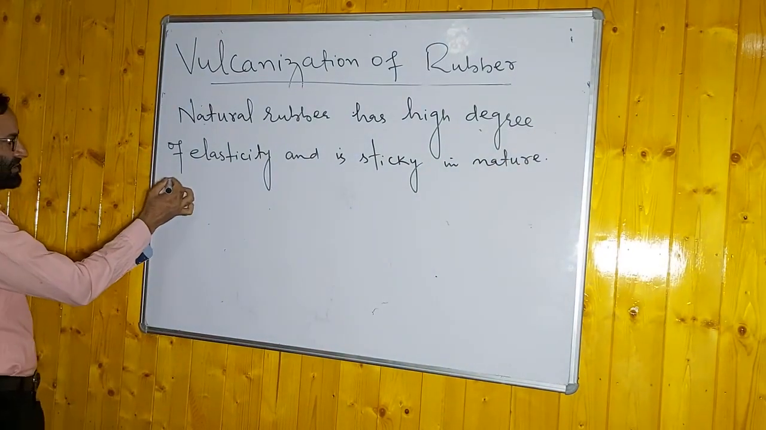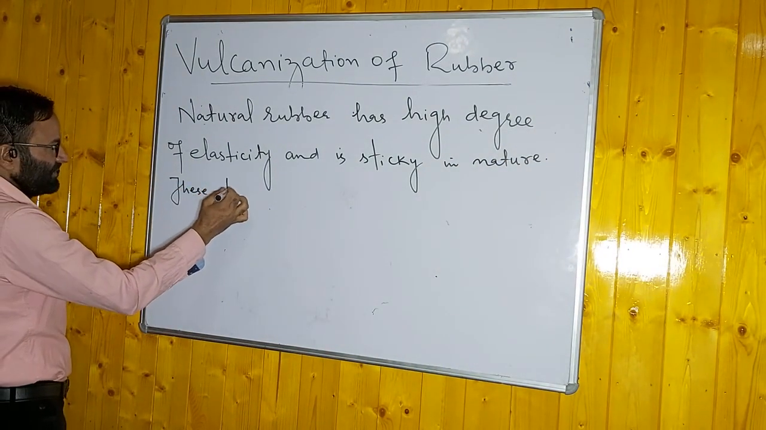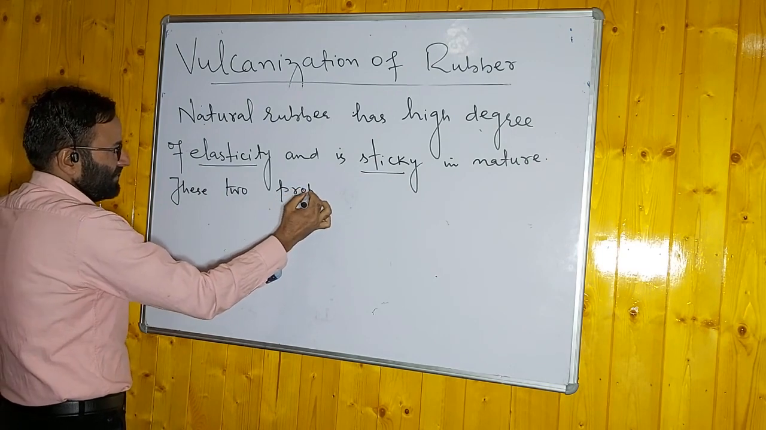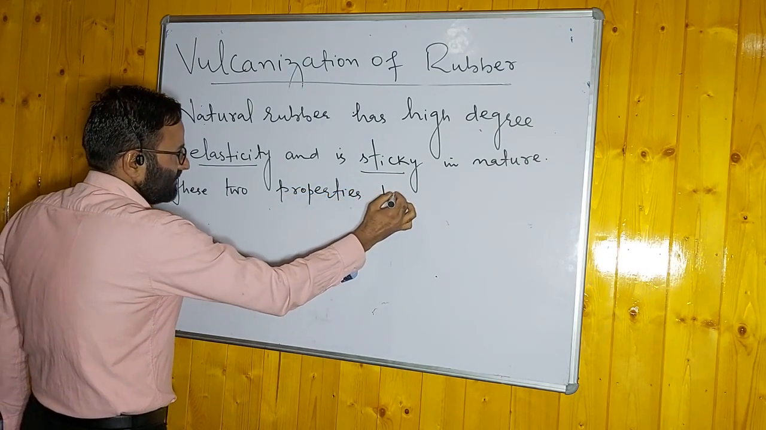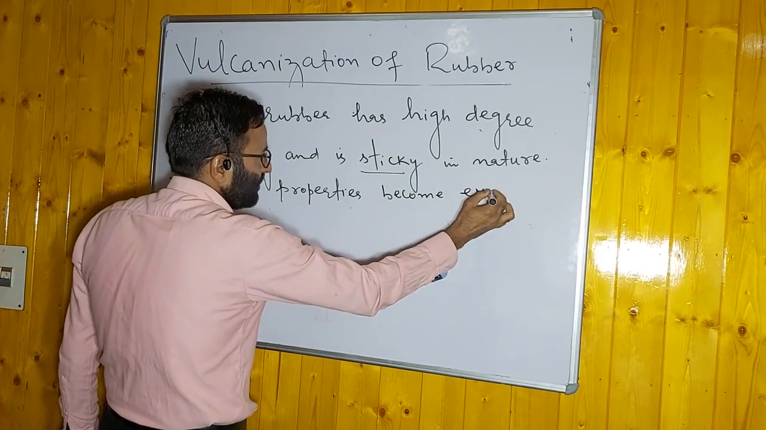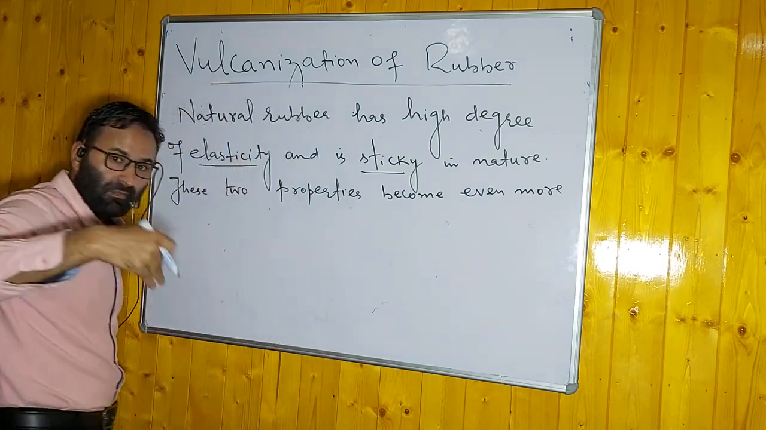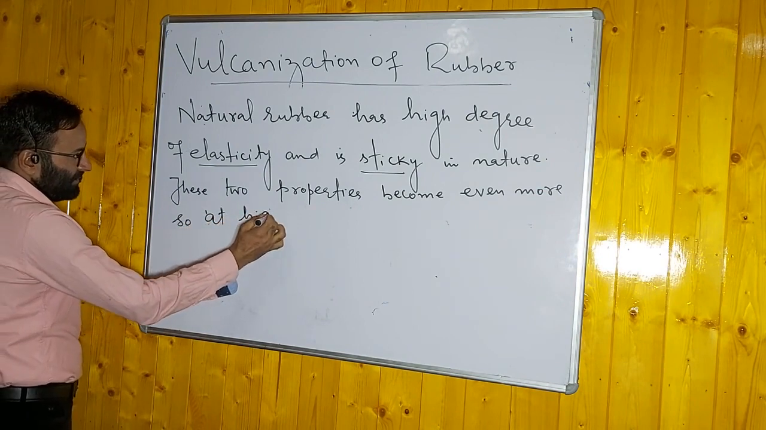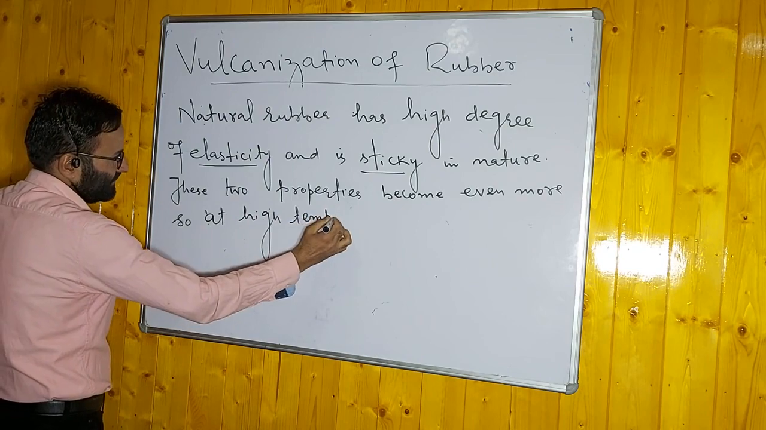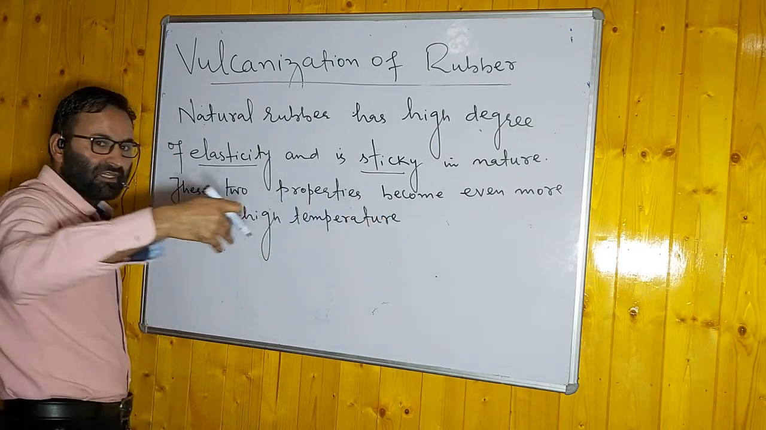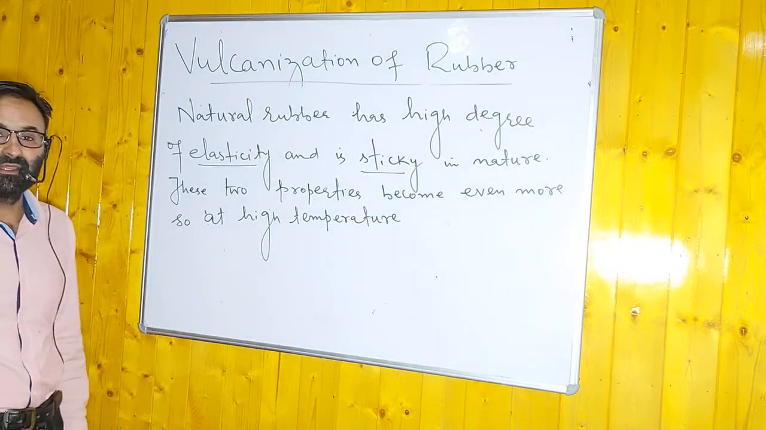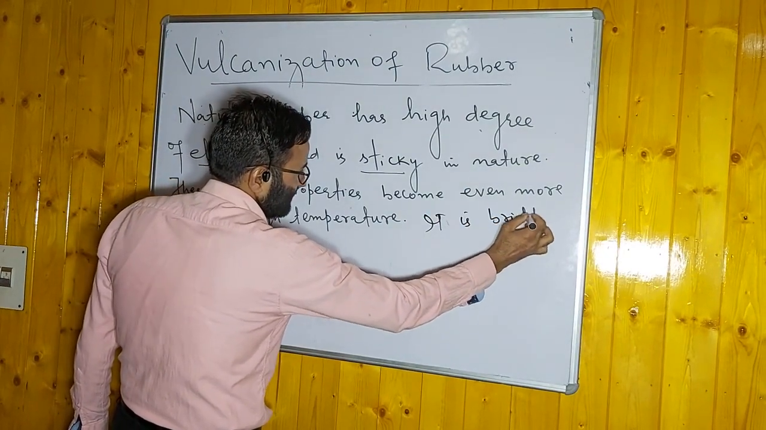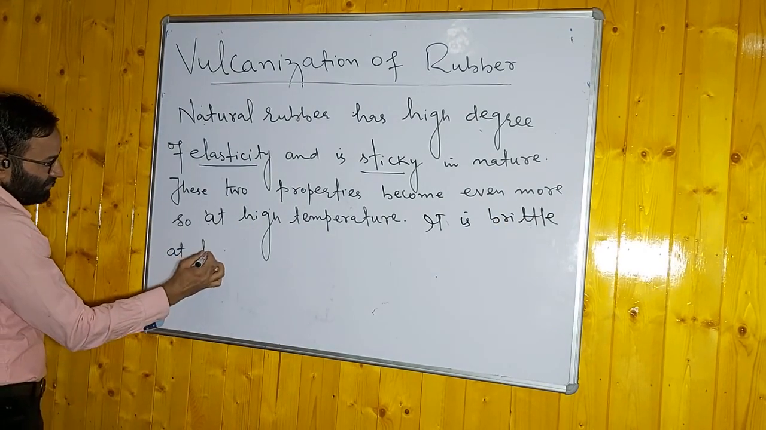And it is sticky in nature. These two properties, I mean to say elasticity and sticky nature, become even more so at high temperature. Remember this point. It means that its elasticity increases by increasing temperature, and its stickiness also increases by increasing temperature. Remember this point. It is brittle at low temperature. Natural rubber is brittle at low temperature.